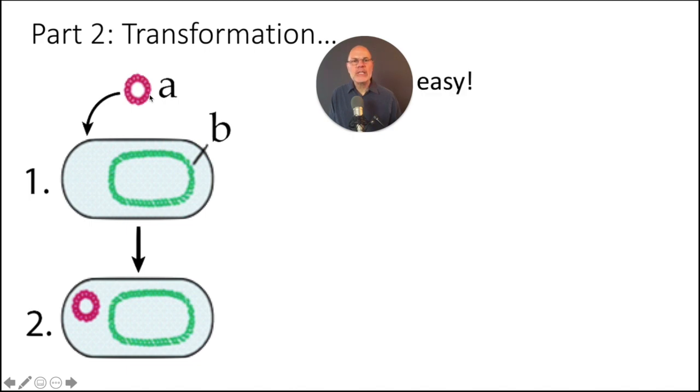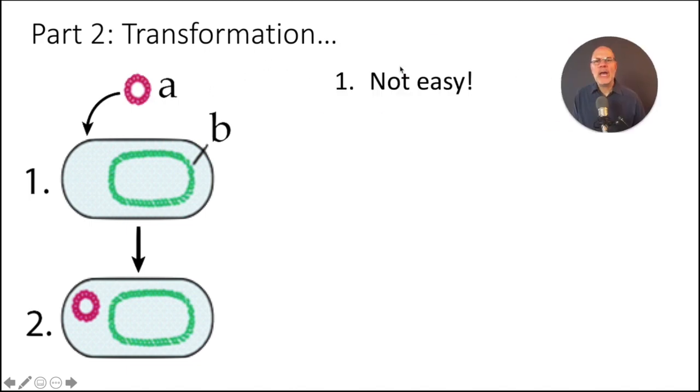Transformation is taking a plasmid and inserting it into a bacterial cell. So here's a bacterial cell with a plasmid. Here's one without. This is the main bacterial chromosome. Now, the first thing to know is that this is not easy. Plasmids are, as membranes go, large particles. In other words, they're not just going to diffuse through a phospholipid bilayer.